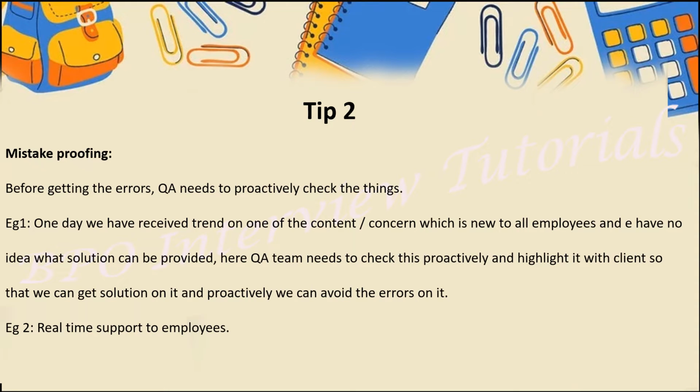Now we can also go with one more example, that is real-time support. So I would request all the quality people, even the team leader, they need to sit with their employees so that in real time if an employee is getting any doubt, they will get the clear solution. So this is mistake proofing that can be done in all the cases wherever we find a new scenario, which is new for everyone and the employees don't know about it.